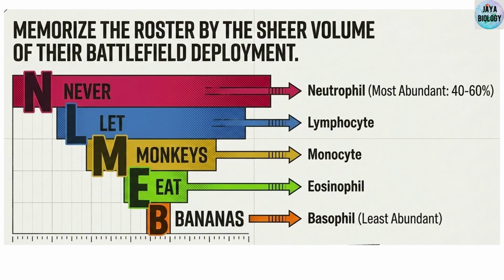See, first of all, try to memorize it. All the WBCs in this sequence, it is according to the abundance, most abundant to the least. Focus carefully. If you see, our learning tip is: never let monkey eat banana. So never means neutrophil, which is most abundant. Second is lymphocyte. Third, monocyte. Then fourth, eosinophil, and basophil is the least among all the WBCs.